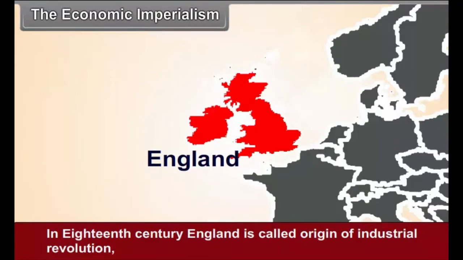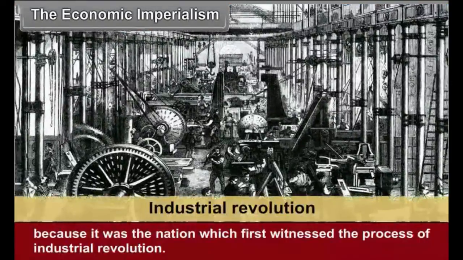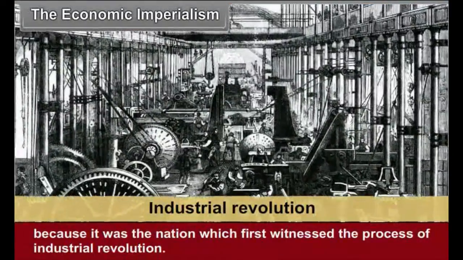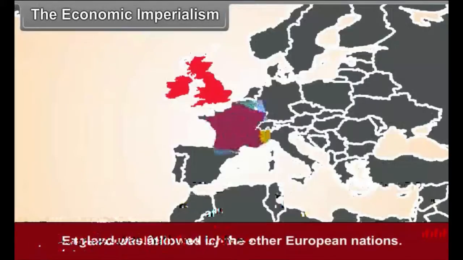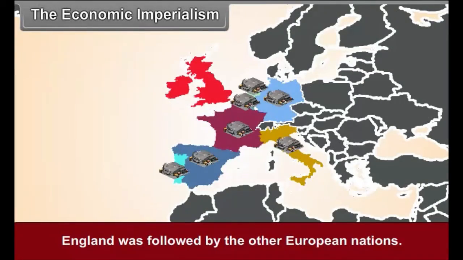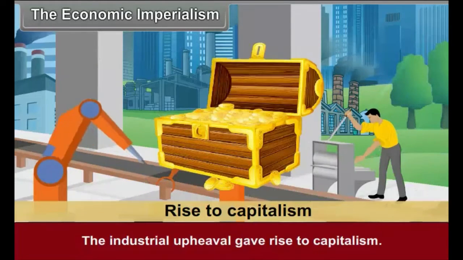In the 18th century, England is called the origin of the Industrial Revolution because it was the nation which first witnessed the process of the Industrial Revolution. England was followed by the other European nations. The industrial upheaval gave rise to capitalism.